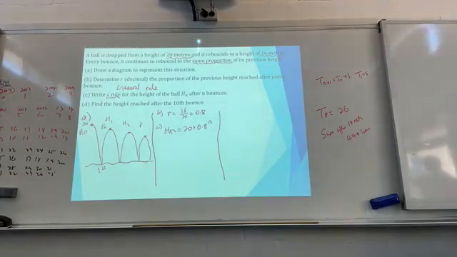And then you can find the height reached after the 10 bounces, which is H10. 20 times 0.8 to the power of 10. You need to use your calculator to work it out.